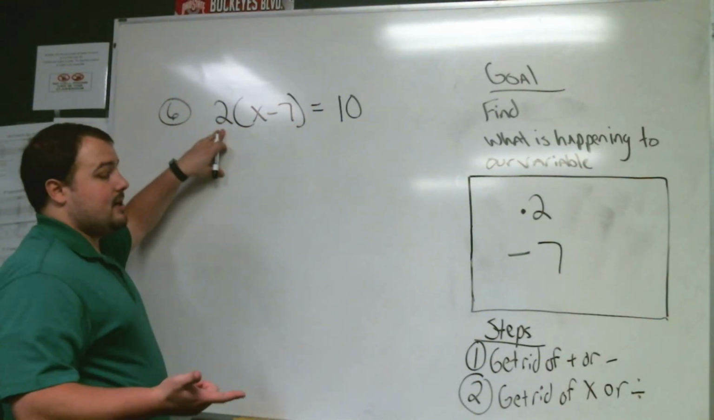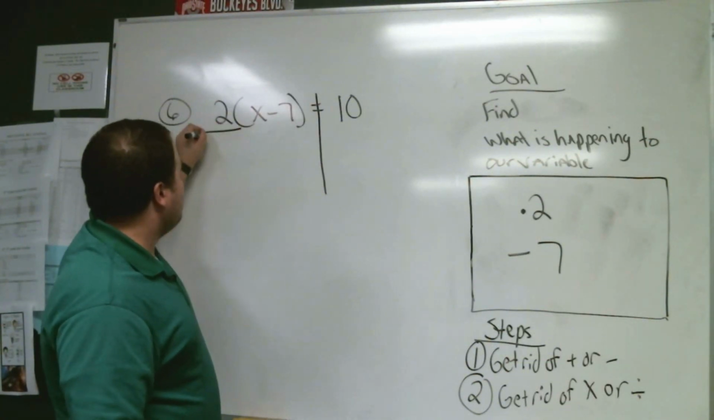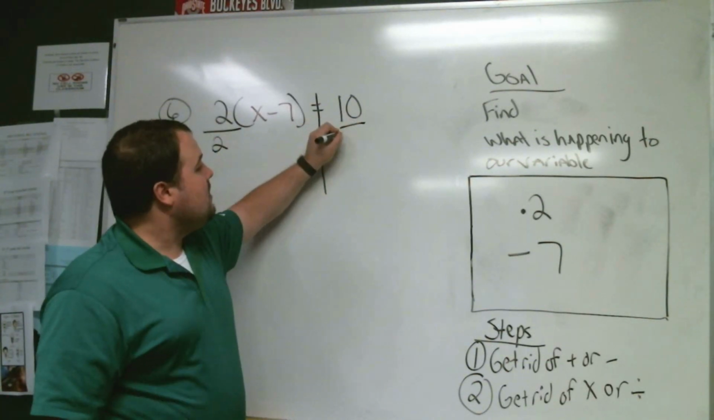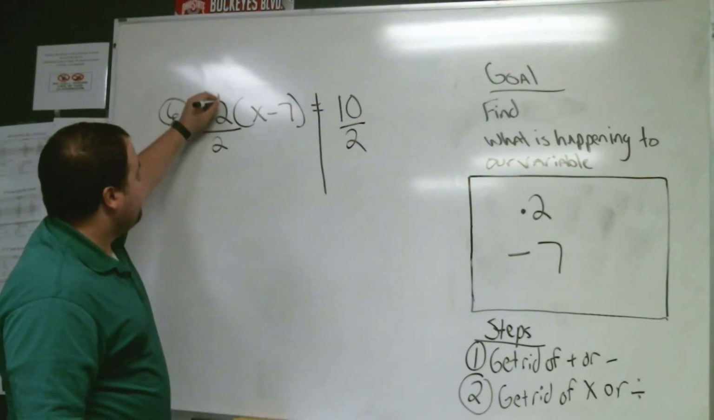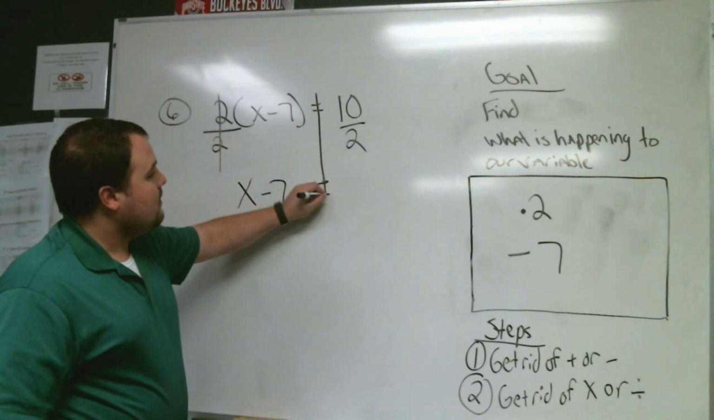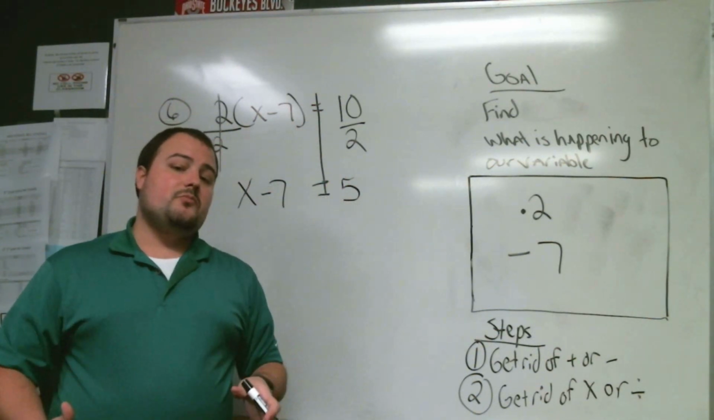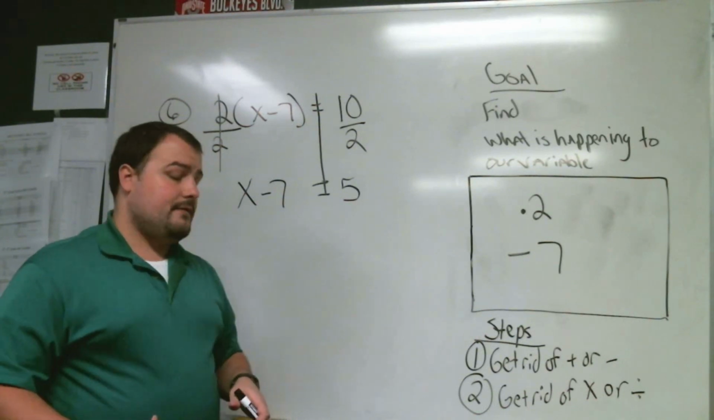So to get rid of multiplication of 2, we do division of 2. So I'm going to draw a line through my equal sign. I'm going to divide by 2 on one side, divide by 2 on the other. This cancels out. I now have x minus 7 equals 10 divided by 2 is 5. So a number minus 7 equals 5.